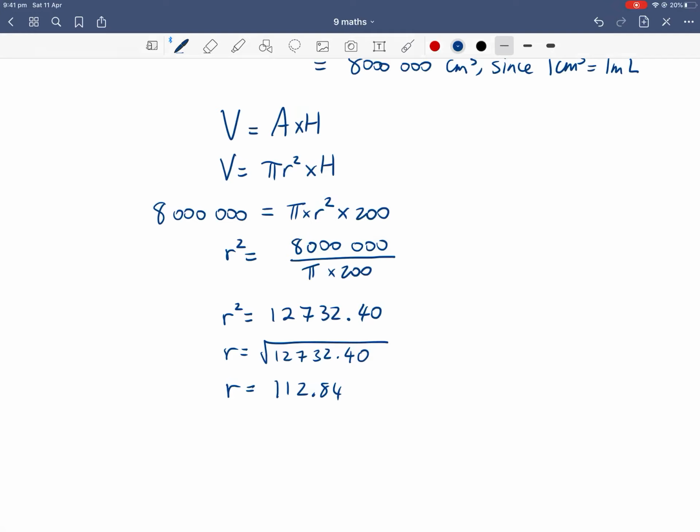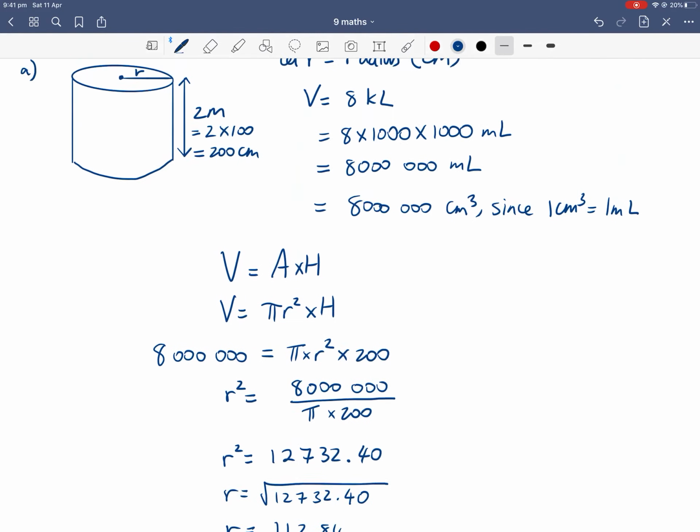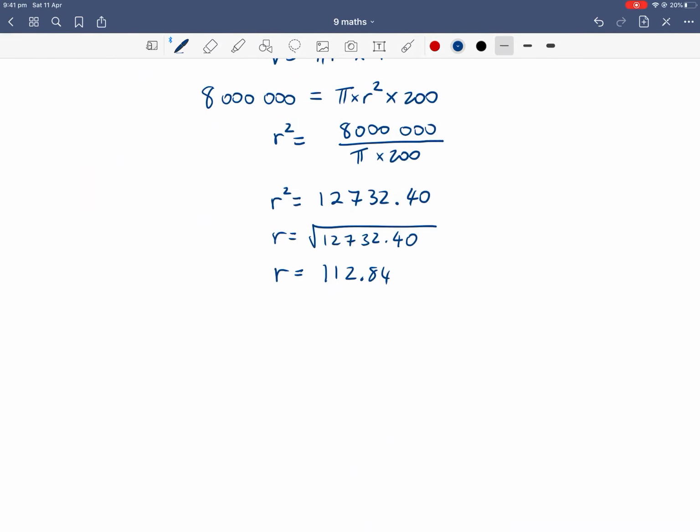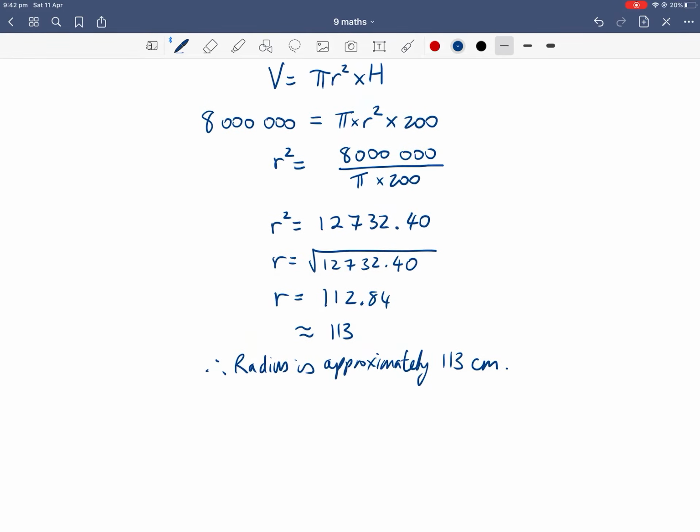112.84. Go back to the question, what do they want us to round to? So it says in the question, find the radius to the nearest centimeter. So we need to round to the nearest whole centimeter. So that's approximately 113. So therefore, radius is approximately 113 centimeters, full stop. Don't forget your units because that's important, half a mark there.